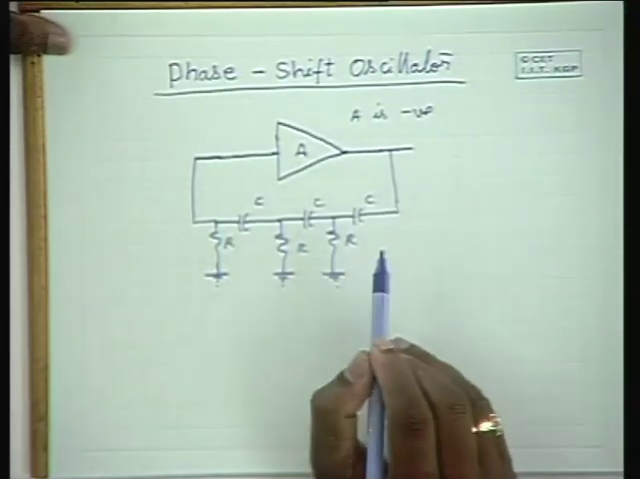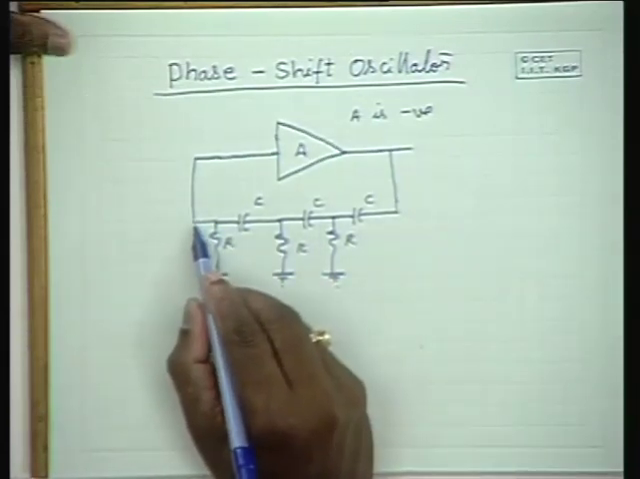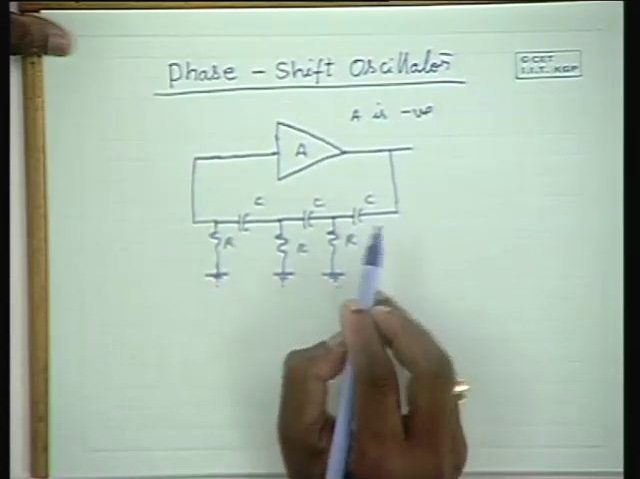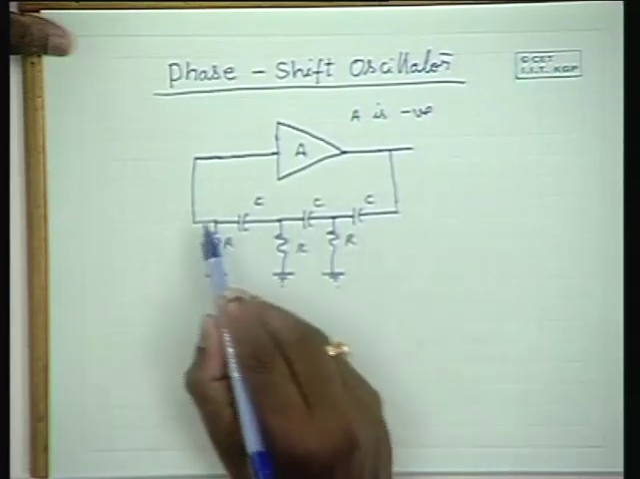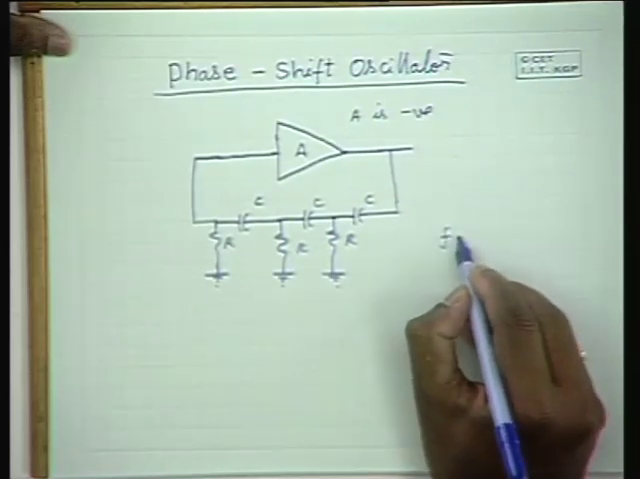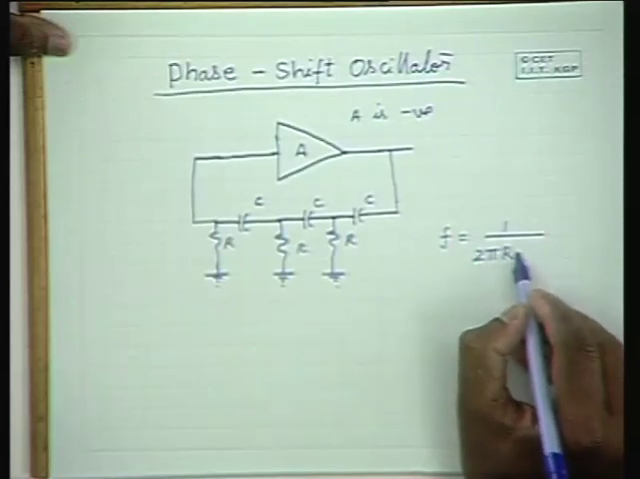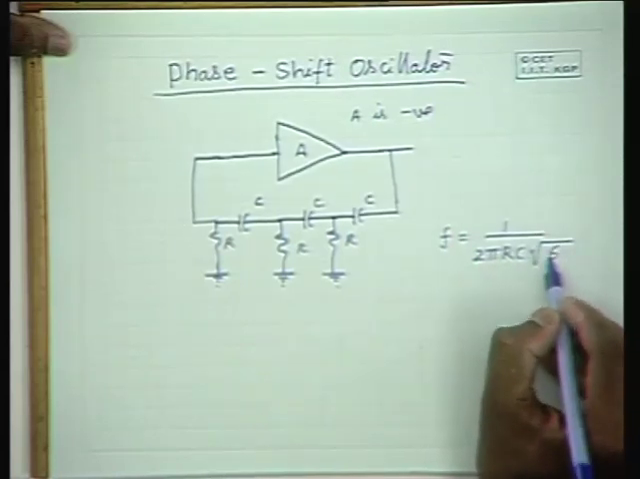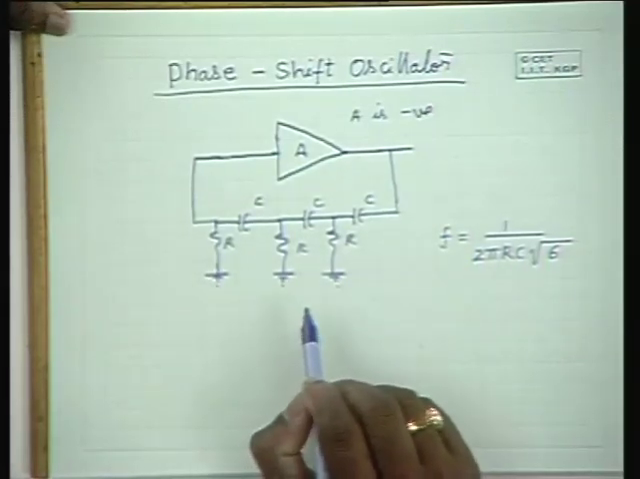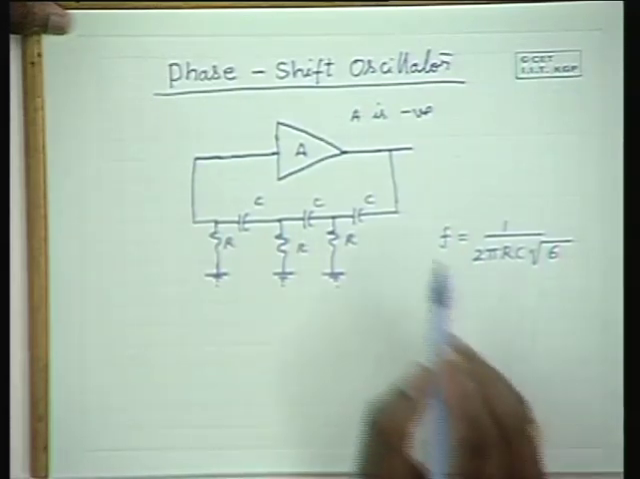Now, if you analyze this circuit, the phase shift between input and output, analyze and then find out at what frequency it produces a phase shift of 180 degrees. So, you will find that that frequency is equal to 1 by 2 pi RC into square root of 6. At this frequency, the phase shift is 180 degrees. This is as far as phase shift is concerned.